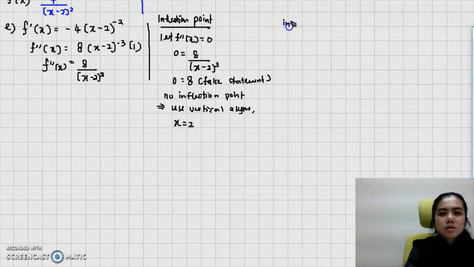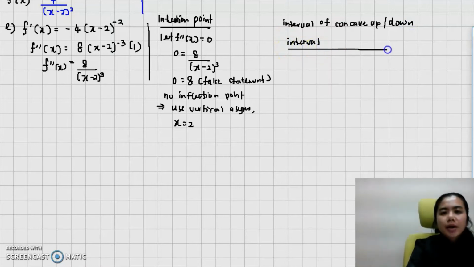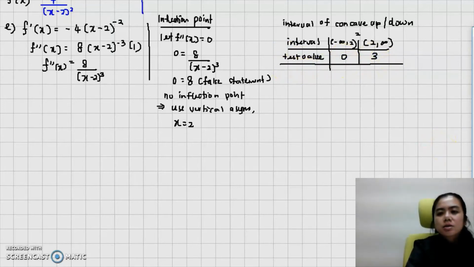So from the interval table for the concavity, right? Concave up or down. So we have the interval. So my interval, you have 2 here. So basically you have negative infinity until 2, and 2 to positive infinity. So test with a value. The test values are 0, and I'll put 3 here. And again, you're going to check the sign of f double prime.